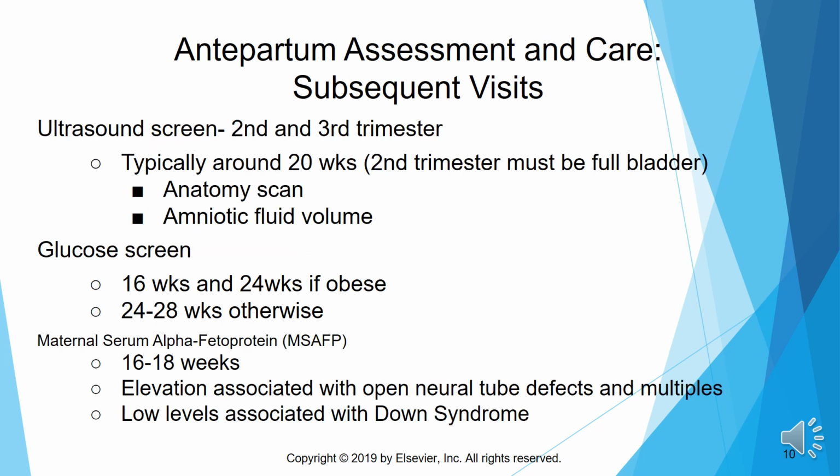In the second and third trimester, we usually do an ultrasound. Now, not every insurance company covers a third trimester ultrasound without an indication, but I will tell you that a lot of physicians will try to find an indication to do a third trimester ultrasound. You always get the second trimester ultrasound. That's typically done around 20 weeks. It should also be a full bladder, just like your first trimester ultrasound. And this is where they do the anatomy scan. So this is quite a long ultrasound, and babies really have to be cooperative and have minimal movement in order to do this.